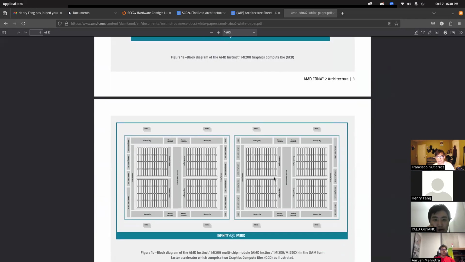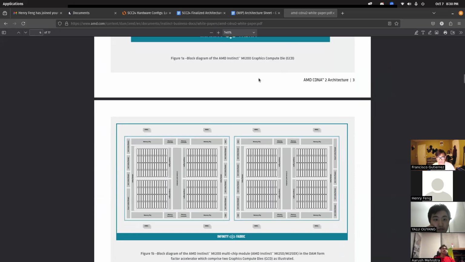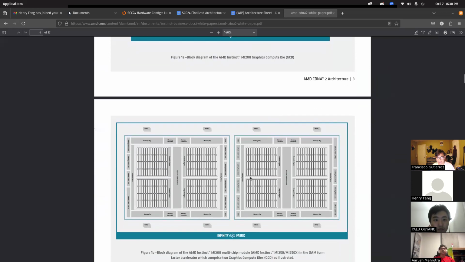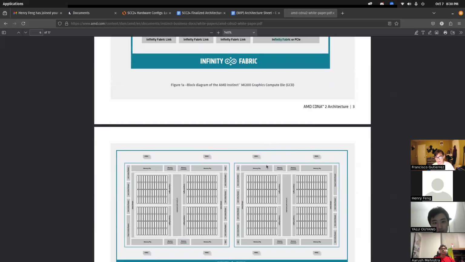Yeah, that's right. So the MI250 has two GCDs, which I think are graphics compute dies, and the MI210s have one. So just FYI, the MI250s and MI210s are literally the same thing, but cut in half. So yeah, just letting you know that.